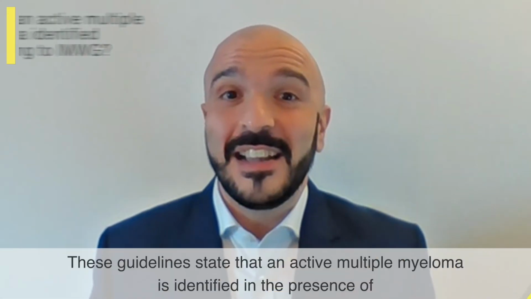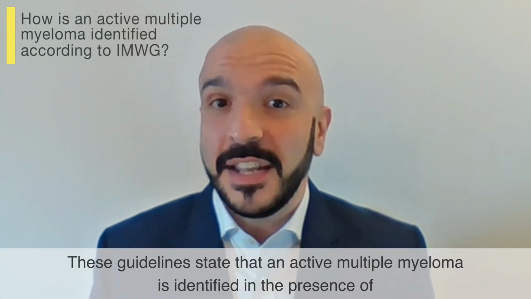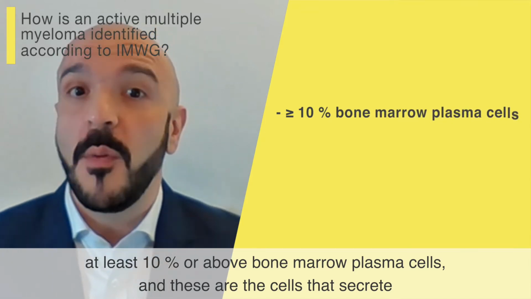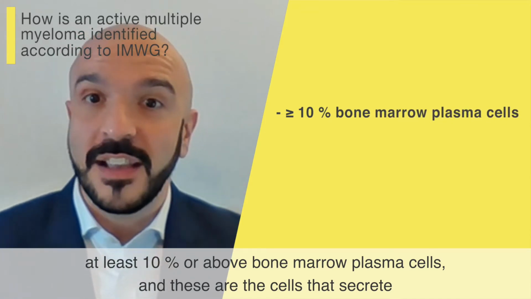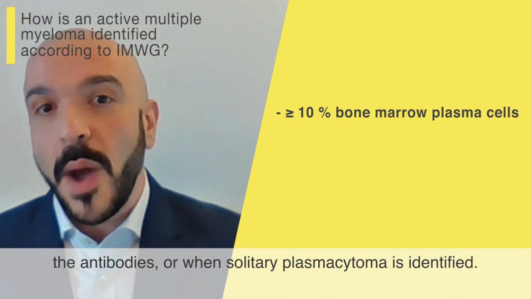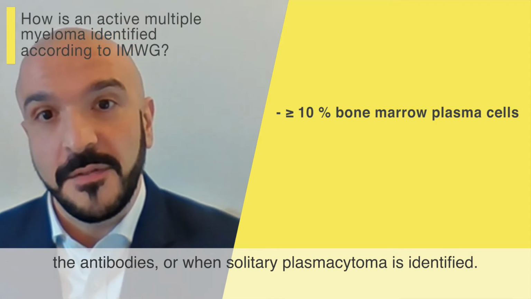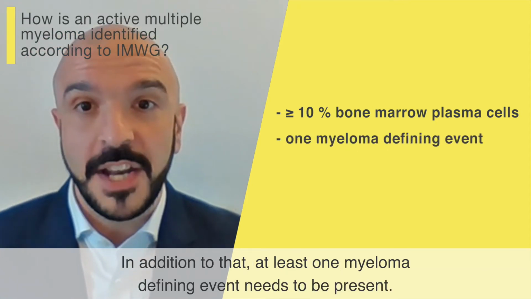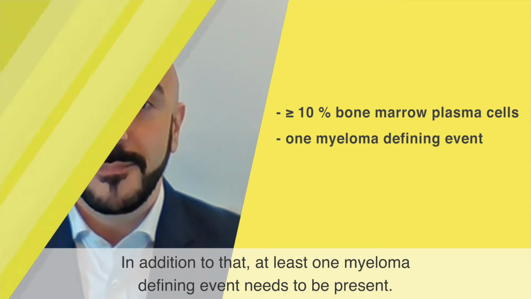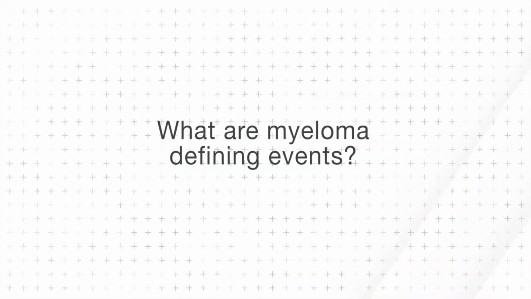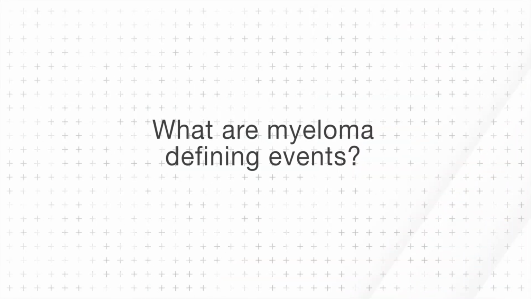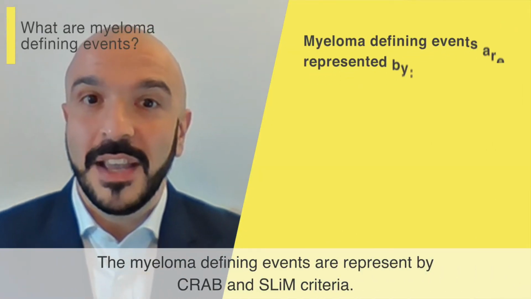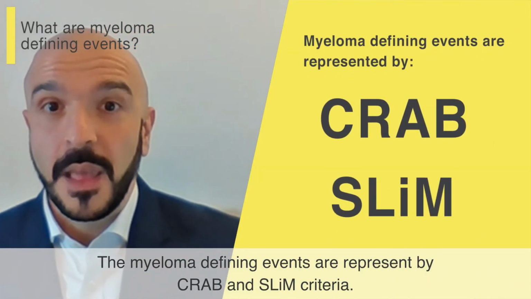This guideline states that an active multiple myeloma is identified in the presence of at least 10% or above bone marrow plasma cells, and these are the cells that secrete the antibodies, or when solitary plasmacytoma is identified. In addition to that, at least one myeloma-defining event needs to be present. The myeloma-defining events are represented by CRAB and SLIM criteria.